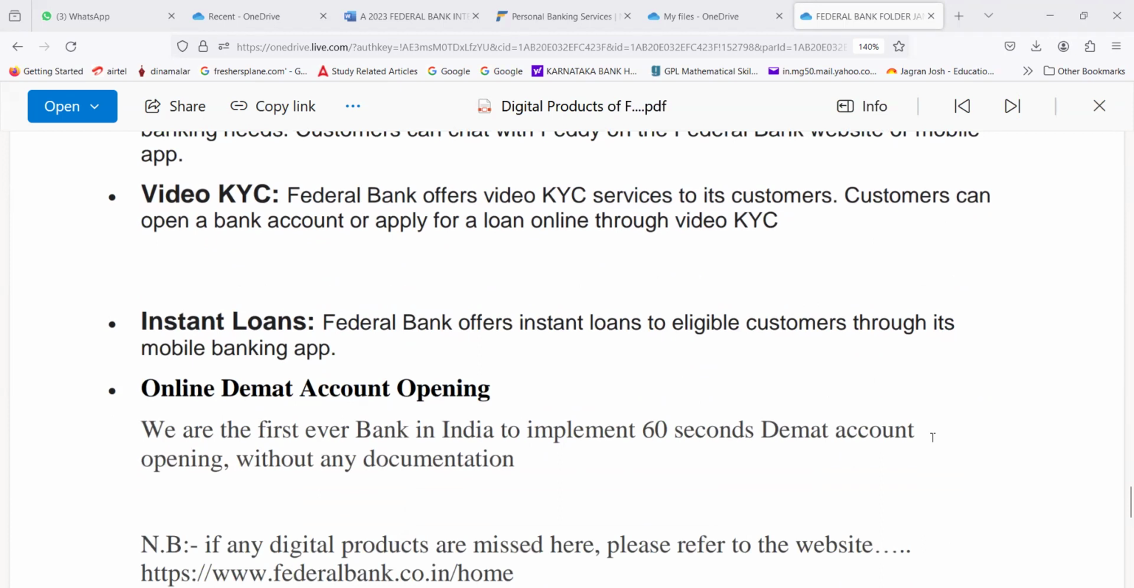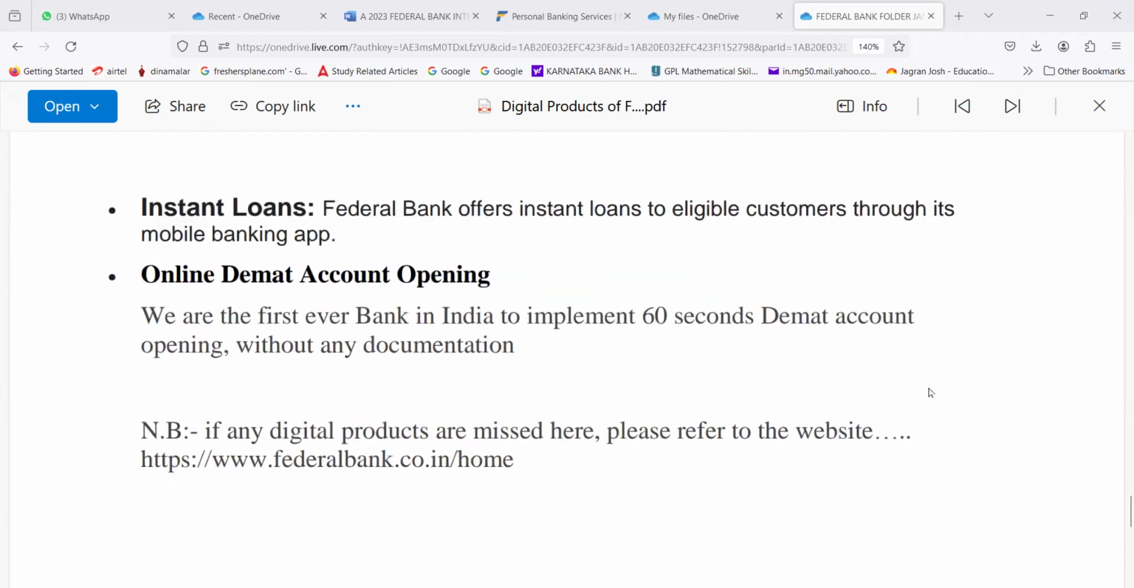Instant loans. Federal Bank offers instant loans to eligible customers through its mobile banking app. Online Demat account opening. We are the first ever bank in India to implement 60 seconds Demat account opening without any documentation. Note, if any digital products are missed here, please refer to the Federal Bank website.